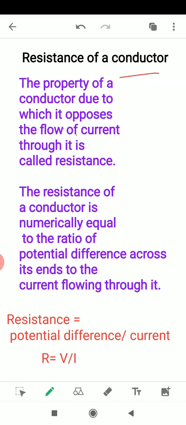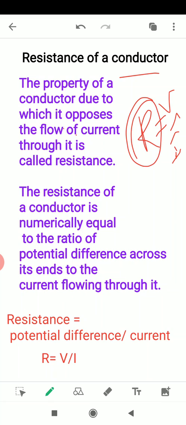Now why we are discussing this resistance? Because in the last video, we have discussed about Ohm's law. By seeing that Ohm's law, we understood that resistance is equal to potential difference upon the current supplied. Now that word resistance was introduced first time from Ohm's law. So we are going to discuss what this resistance is known as.